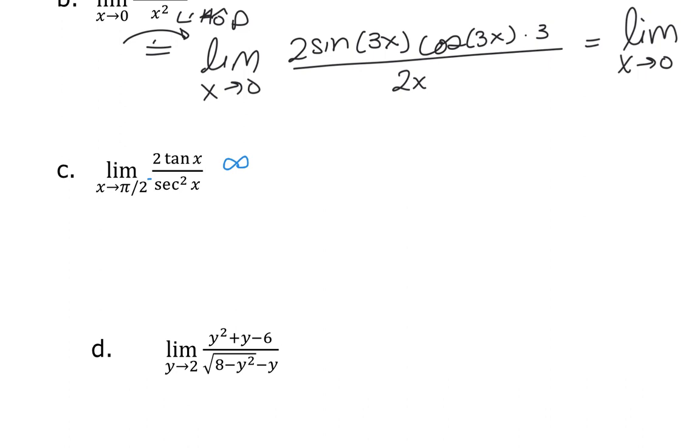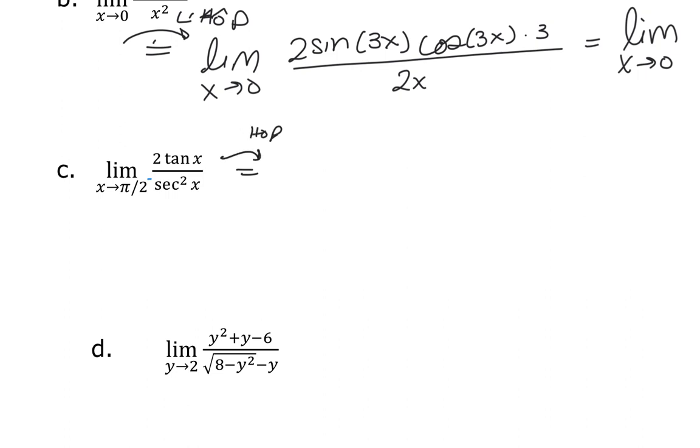Now, secant is the reciprocal of cosine, and as x approaches pi over 2, cosine is going to approach 0. That means this is also going to infinity. So I end up with infinity over infinity. So now I'm ready to do the derivative. By L'Hopital's, I can do this. So L'Hop.